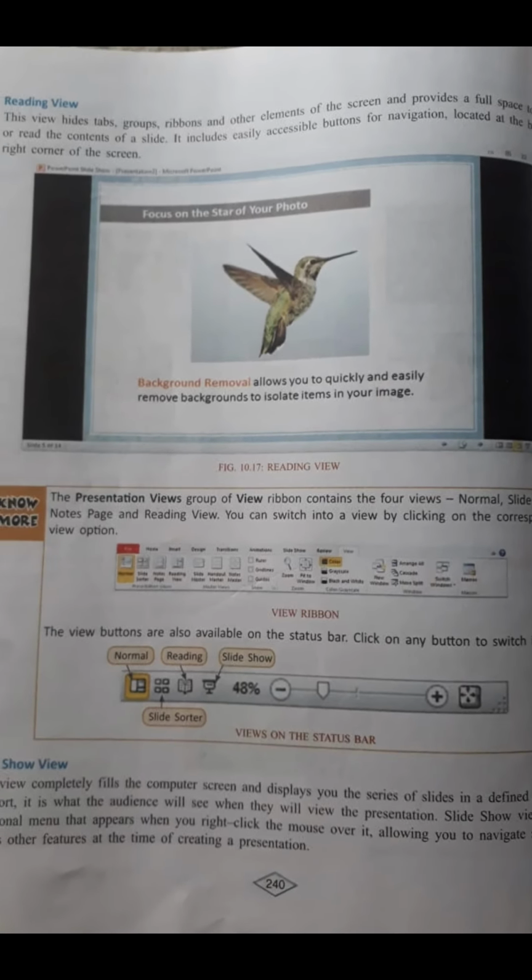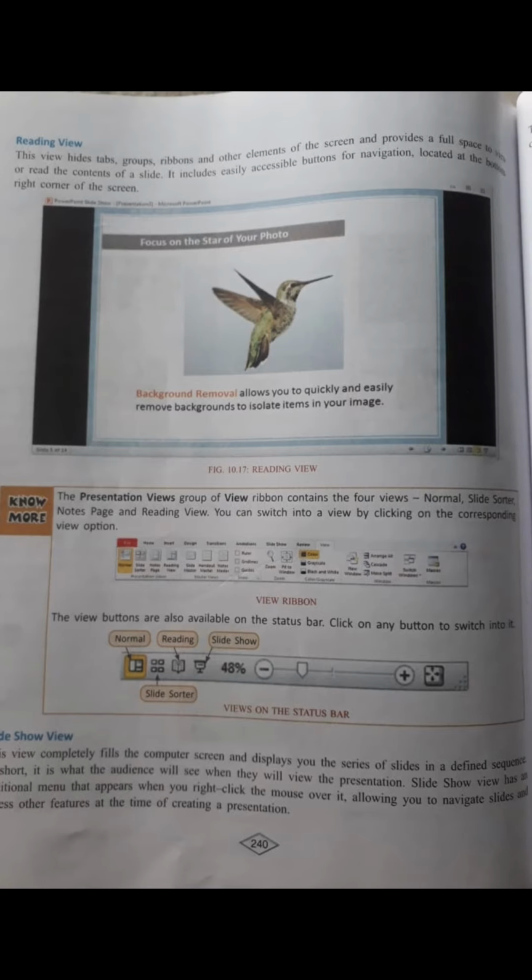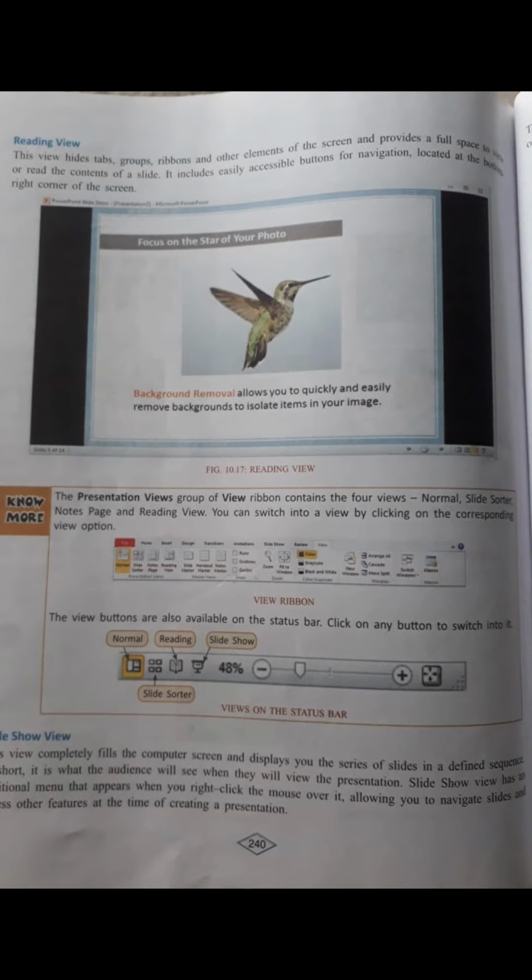Next one is reading view. What is reading view? This view hides tabs, groups, ribbons, and other elements on the screen and provides a full space to view or read the contents of a slide. Means in this kind of view, you will see only the slide on the entire screen. Rest of the parts will be hidden, and you can easily read whatever is present on the slide. This is known as a reading view.